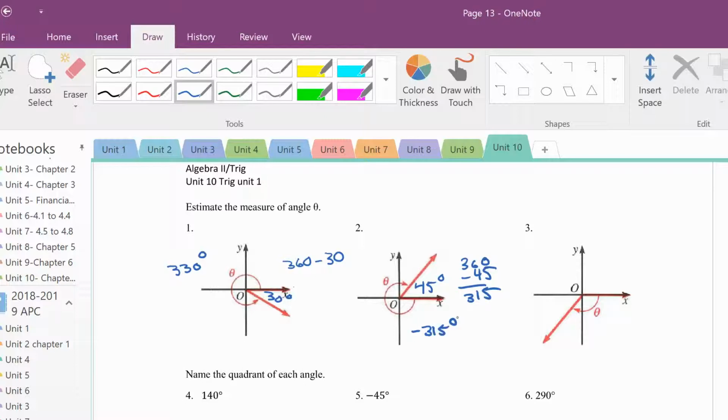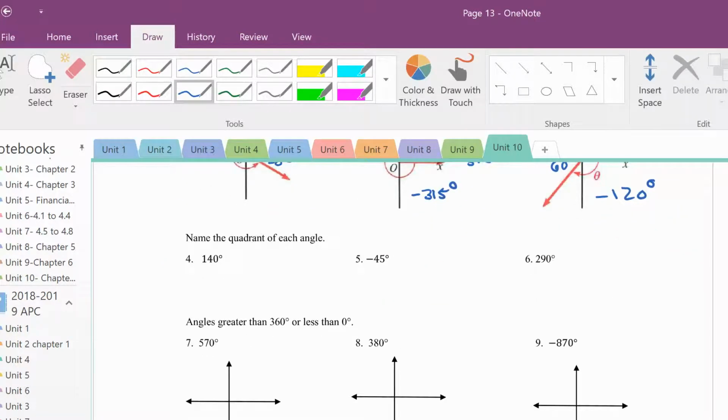direction. So here, let's say this was 60 degrees. It's negative because of the direction. So 180 minus 60 is 120 degrees. So this would be negative 120 degrees.